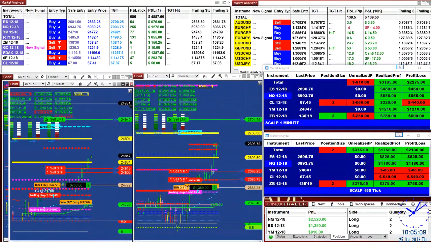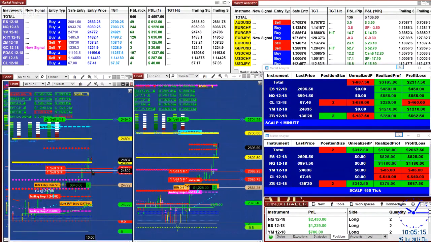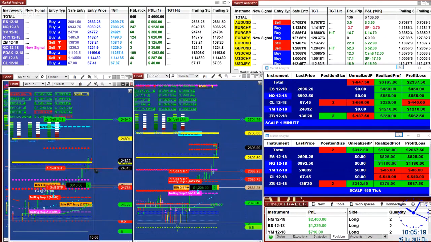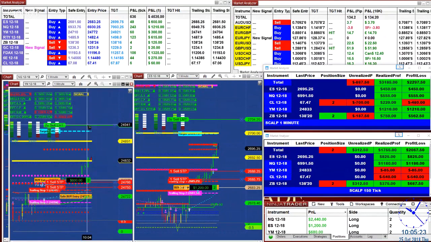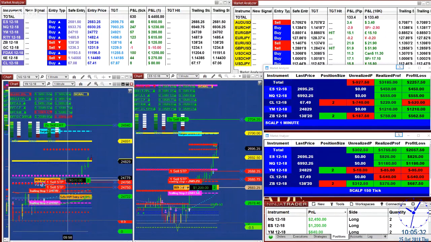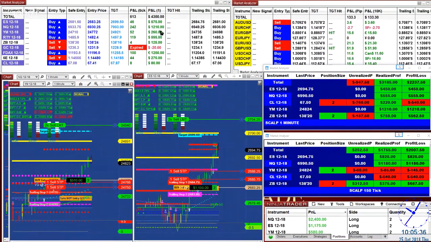On this system, you can use fully automated. You don't have to deal with the trailing stop. But I like the ATM because, look, I can move the targets. I can move the trailing stop. I can control it better. But on the fully automated trade, you get the entry and the exit, like you see on the market analyzer.